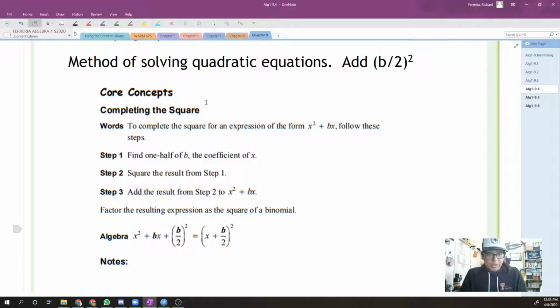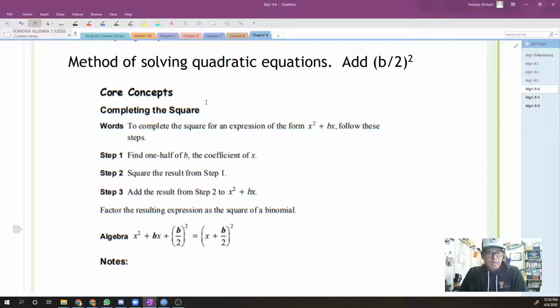So in words, to complete the square of the expression, follow these steps. Find half of b, the coefficient of x, which is the linear term. Square the result from step 1. So, half of b squared, and then add that result to x squared plus bx. In algebra, what we're saying is x squared plus bx plus b over 2 squared, which would give you x plus b over 2 squared.